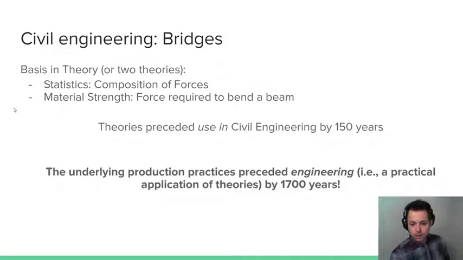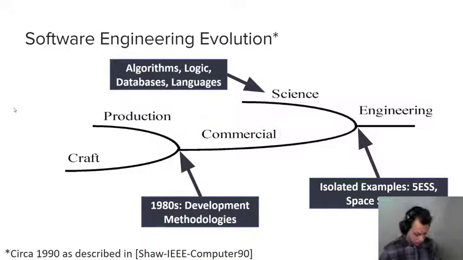Yeesh. Okay, so the important part for you here is the software engineering. So we are evolving. Again, craft, meaning that we have very specialized applications. We don't necessarily know what we're doing, we just know that it works. We scale this up in the 80s, where we started bringing in our various processes and methodologies. So how do we make correct software? And we start learning about all the algorithms, all the logic, all of our crazy databases we have.